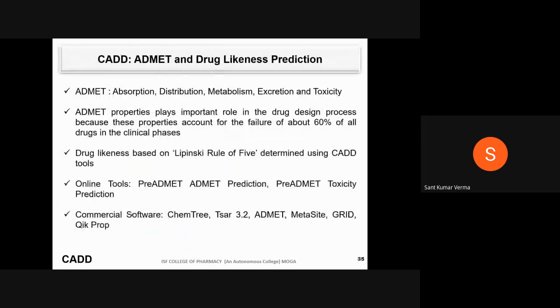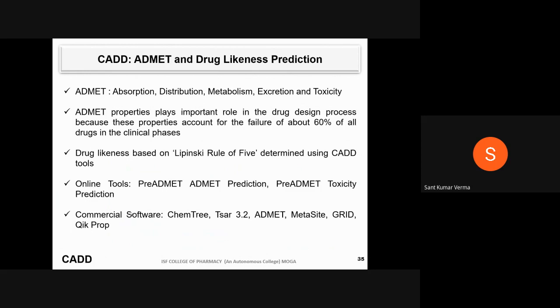Preclinical optimization. Here we can predict the ADMET of the molecule before going to preclinical trial. ADMET properties play an important role in the drug design process because these properties account for failure of about 60% of all drugs in clinical phases. Drug likeness based on Lipinski rule of 5 is determined using CADD tools. We can filter, we can screen the compounds based on rule of 5, rule of 3, based on the percent oral bioavailability, based on the metabolites.